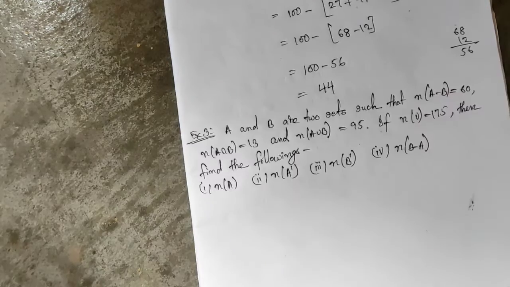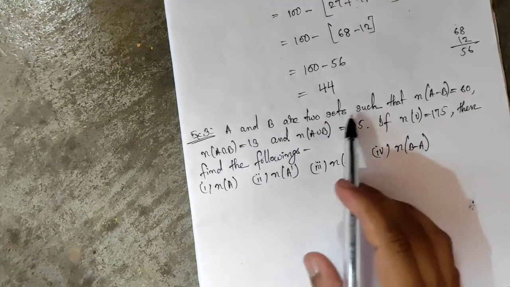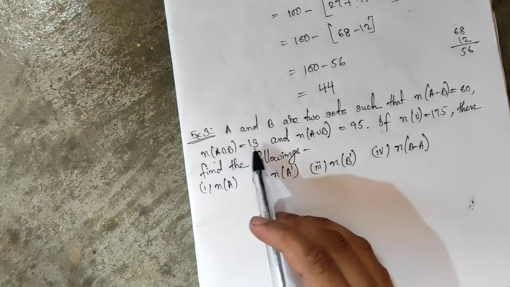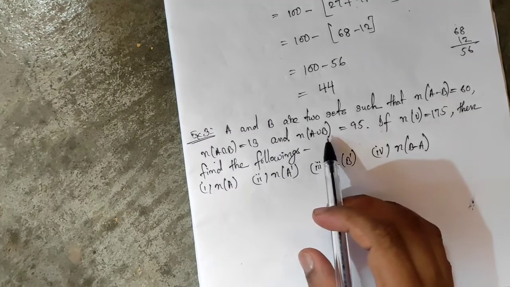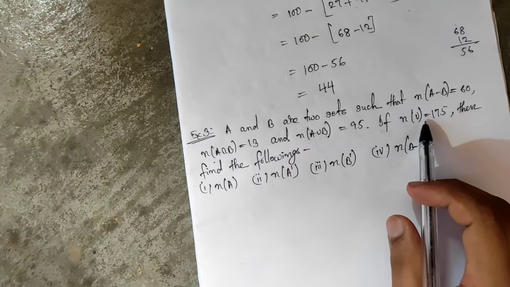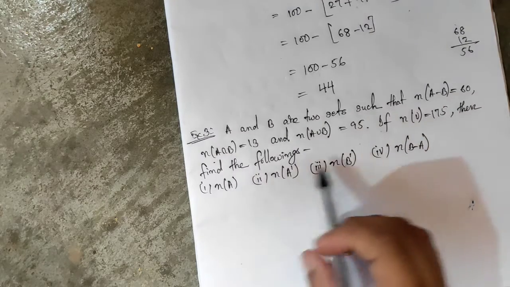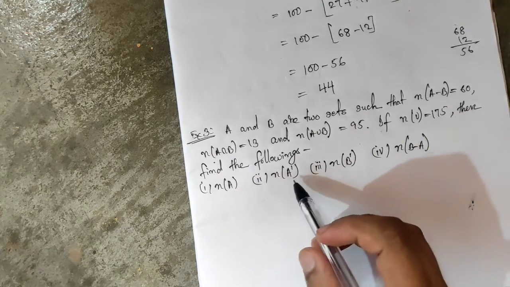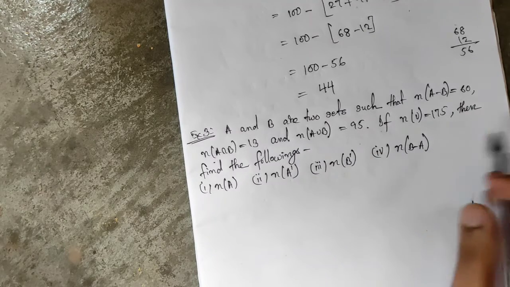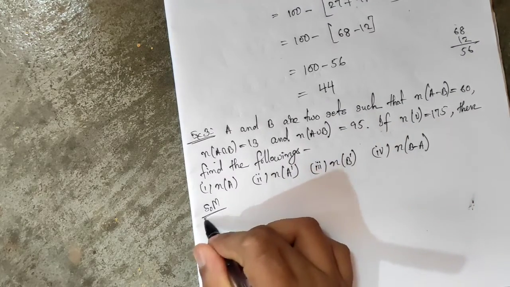The next question given is: A and B are two sets such that n of A minus B equals 60, n of A intersection B equals 13, and n of A union B is given as 95. If n of u, the number of elements in the universal set, is given as 175, then we have to find the following: number 1 n of A, number 2 n of A complement, number 3 n of B complement, and number 4 n of B minus A. I will be solving one by one. Let's see how to find this.